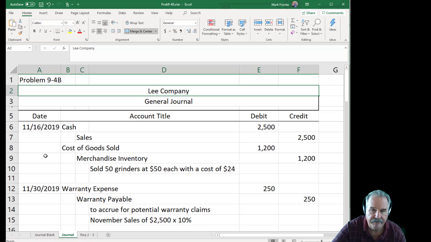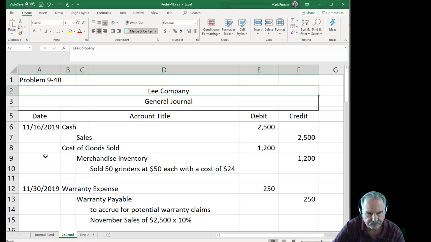So we are going to debit cash. These are cash customers. Debit cash, $2,500. Credit sales, $2,500. That's to record the selling price. That's 50 grinders at $50 each. And then we also want to record the cost. Cost of goods sold is a debit, $1,200. And credit merchandise inventory. So we're taking it out of inventory and we're throwing it into an expense account, cost of goods sold.